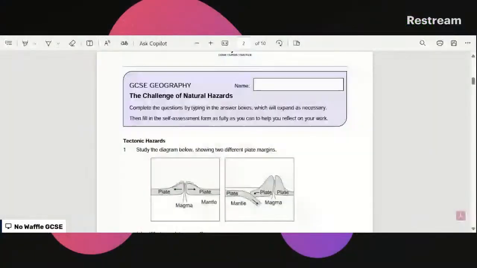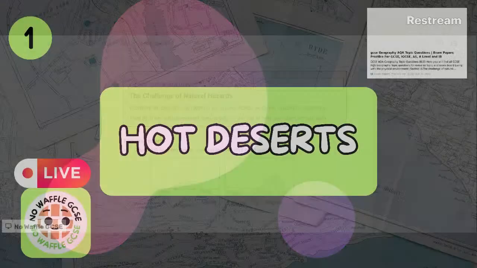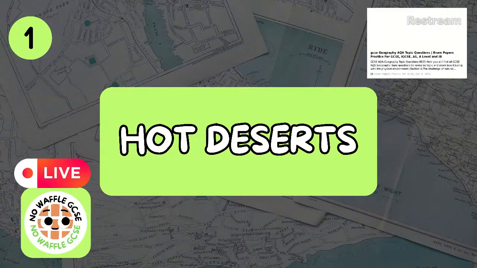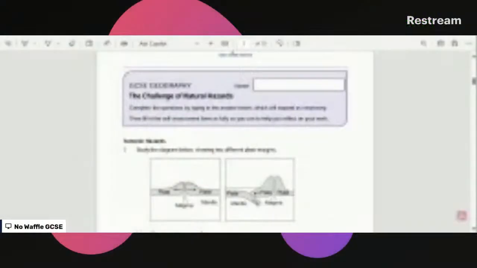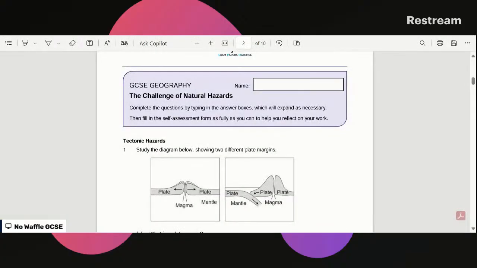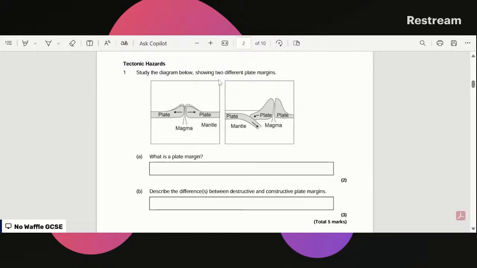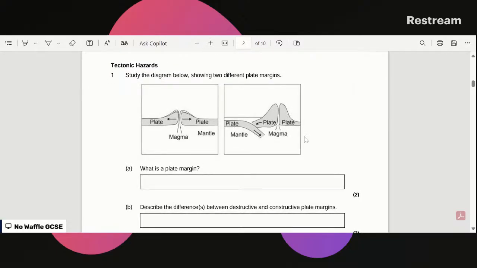Okay, so let's begin by going through the questions. We are on the first topic, which is not hot deserts, it's actually natural hazards. Okay, so let's begin. Firstly, studying the diagram below. This is mainly for AQA, by the way, these sort of questions.